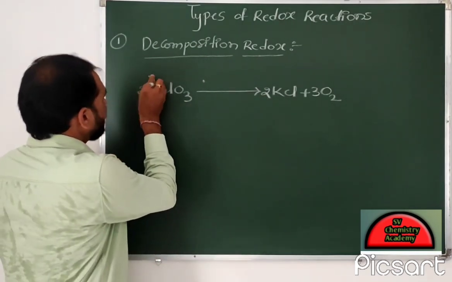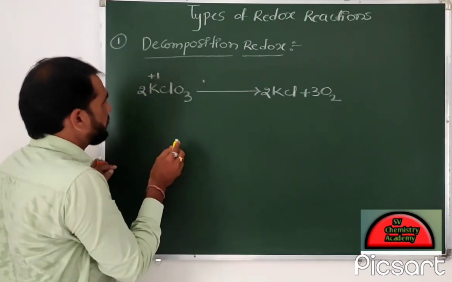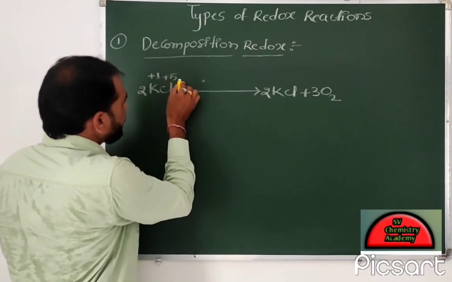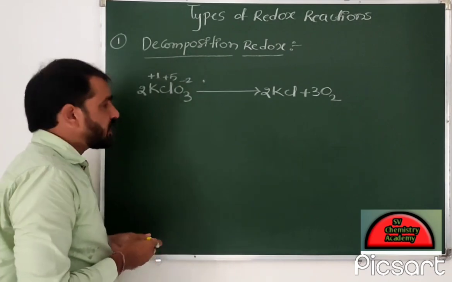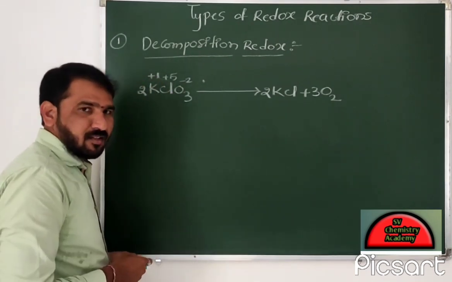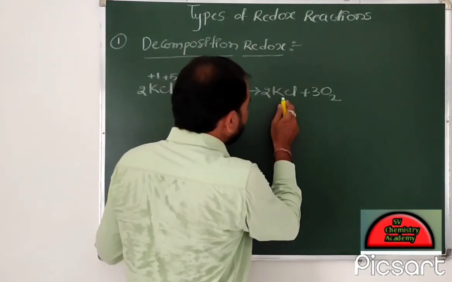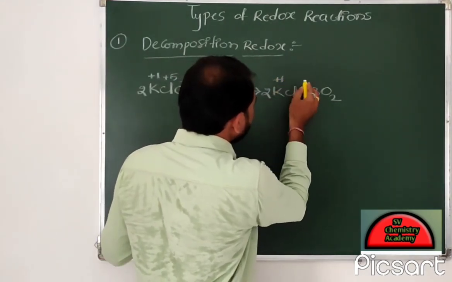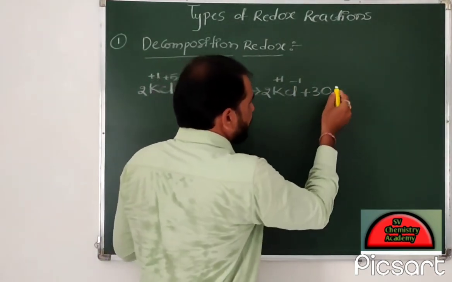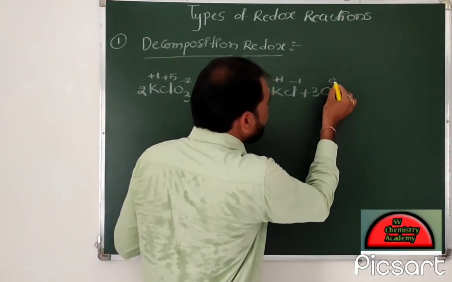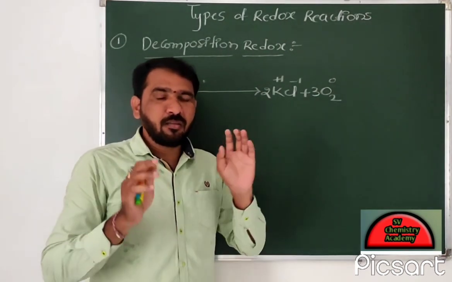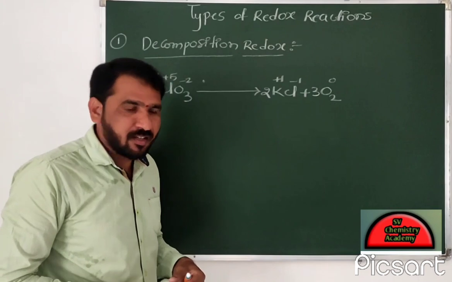Coming to potassium, the oxidation state is +1. Chlorine oxidation state is +5. Oxygen oxidation state is -2. Yesterday we discussed finding oxidation states. On the right side, KCl: potassium +1, chlorine -1. Then O2, the oxidation state is 0. As I told in yesterday's class, a neutral molecule has 0 oxidation state.